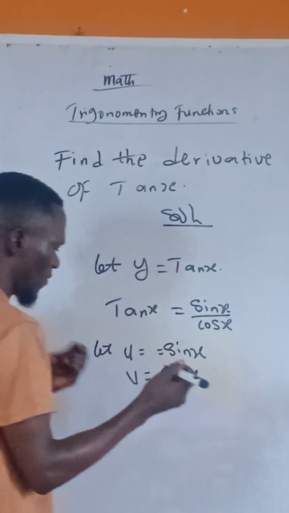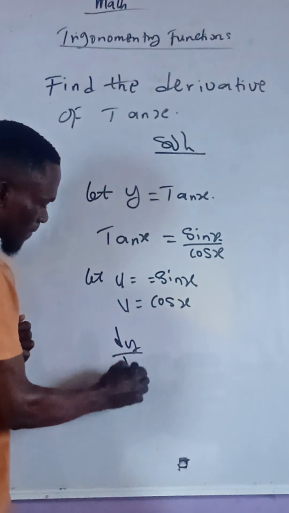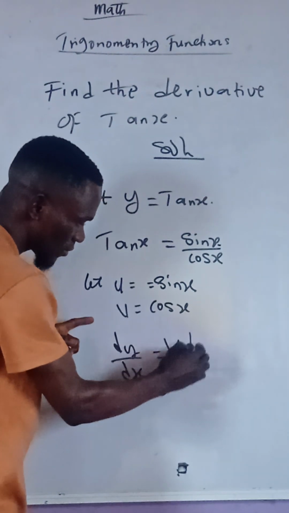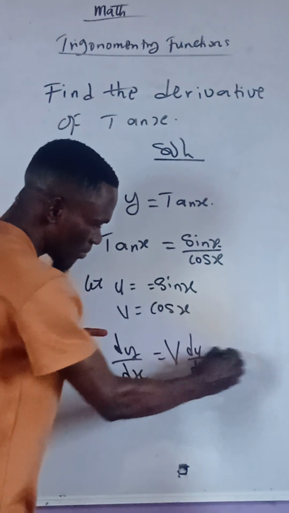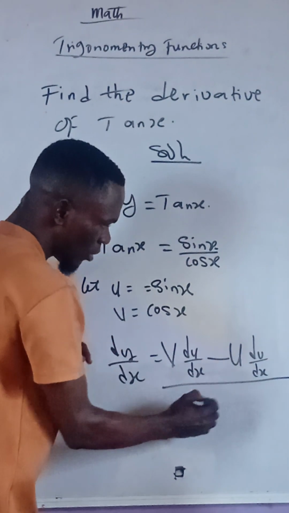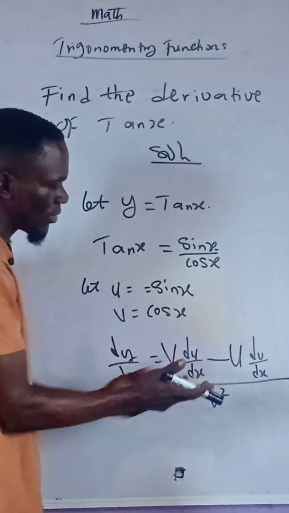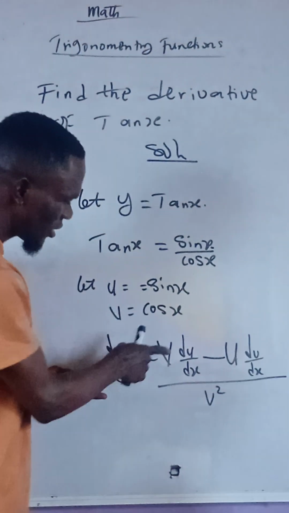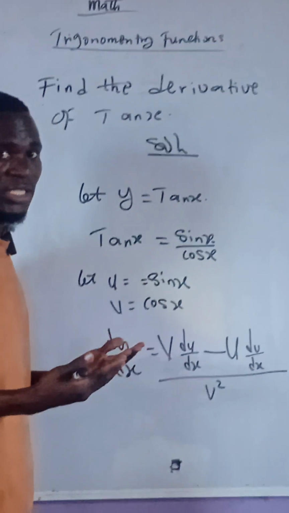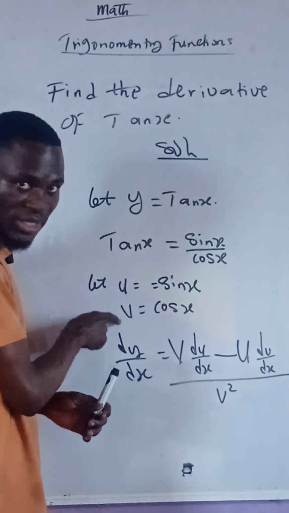So for the quotient rule, the formula is dy over dx equals v du dx minus u dv dx, over v squared. Now we've gotten our v and our u, right? But now we need du dx, and we also need dv dx. Which simply means that we are going to differentiate this u and v. Are we here now? Good.